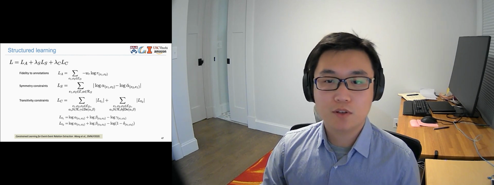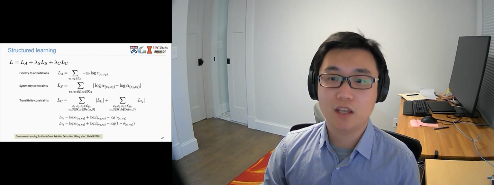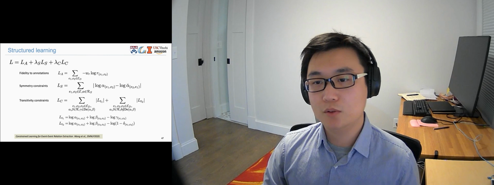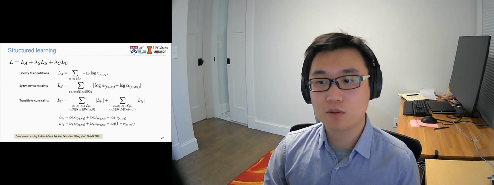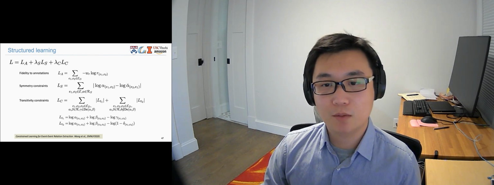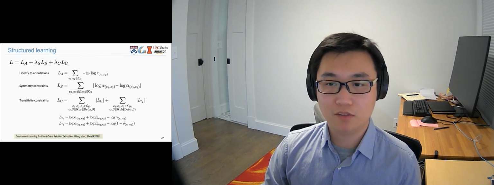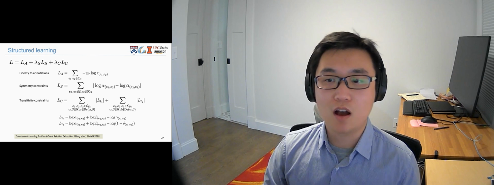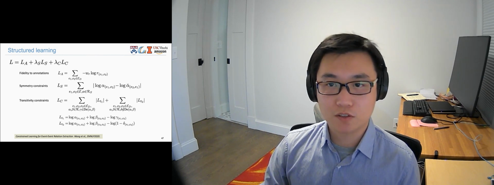Here, another way to enforce the structures in learning, but in a softer way, is used in the same paper in EMNLP 2020, where they softened the constraints and added them into the loss function to minimize it. This is obviously also a clever way to do structured learning.